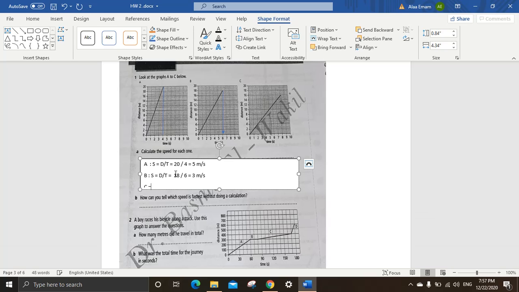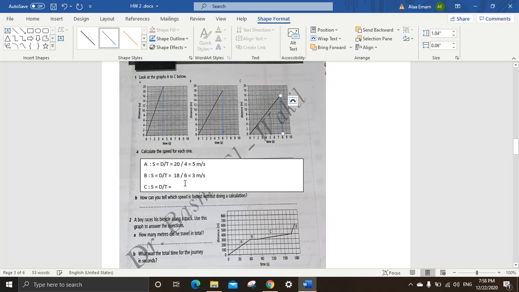Well, for diagram C, speed equals distance over time. Similarly, we're going to use the ruler. Clearly, the distance is 16, while the time here is 8. So 16 divided by 8 equals, I think, 2 meters per second. That's great.